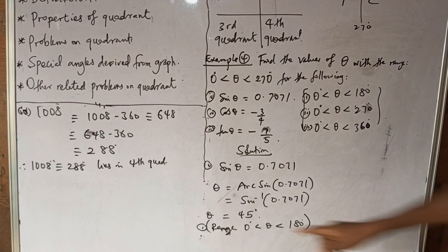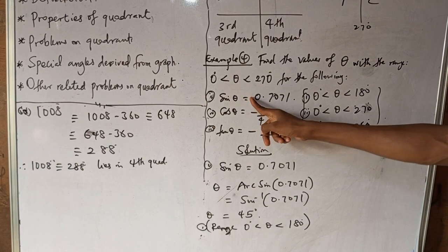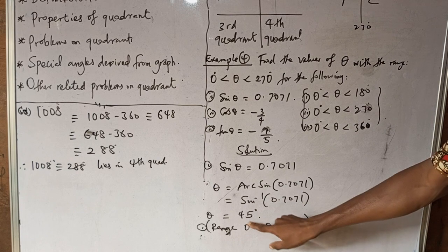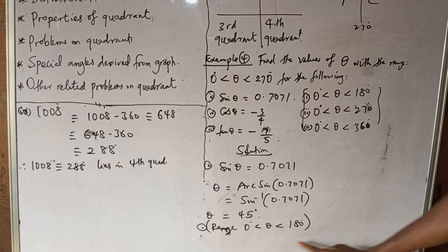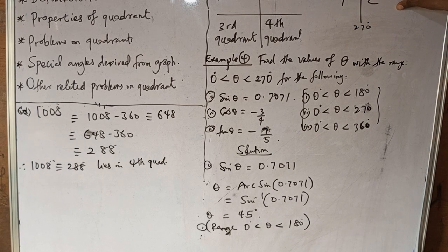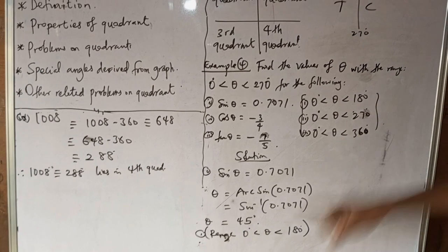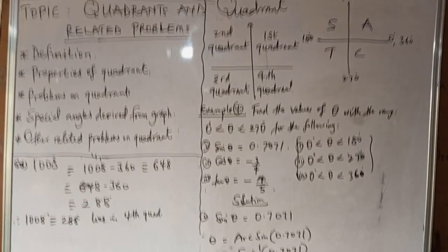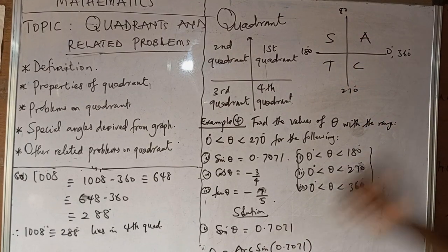For the first one, since the value here is positive, then for sine theta, where is sine theta positive? Between 0 and 180, that's what we look at in the quadrant. So sine theta is positive both in the first and second quadrant. That means you are going to have two answers. The first answer is for the first quadrant, which is your 45 degrees. The second answer is for the second quadrant, which when you apply the formula, you subtract this from 180.